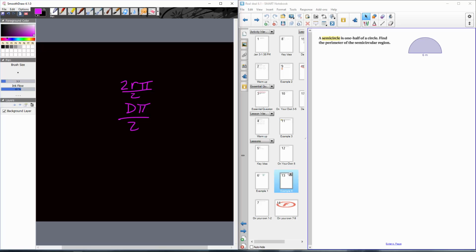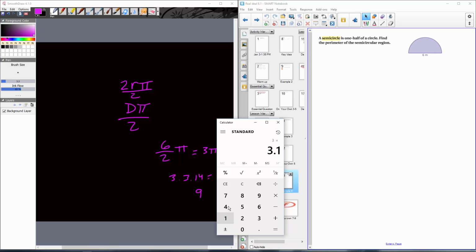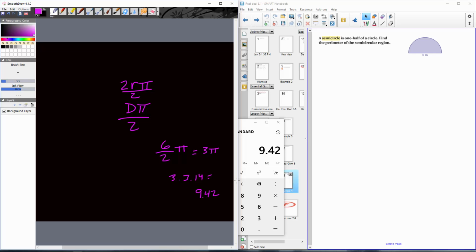So the diameter is 6. So I'll have 6 divided by 2 times pi. And that equals 3 pi. And then 3 times pi, which is 3 times 3.14, equals about 9. Let's figure out exactly what it is here. So 3 times 3.14 is 9.42. And that's for this part right here. But then I have to go back through and add up this bottom piece too. So plus 6, right? So my whole perimeter around this circle is equal to 15.42.